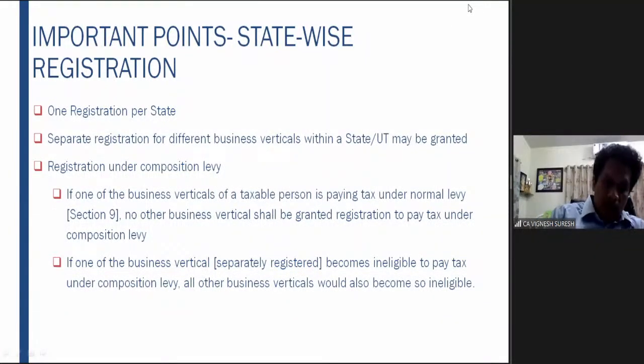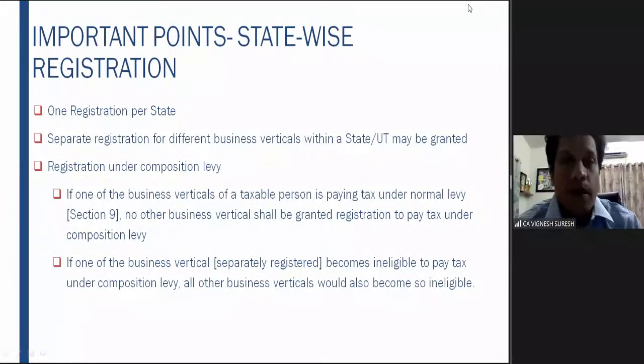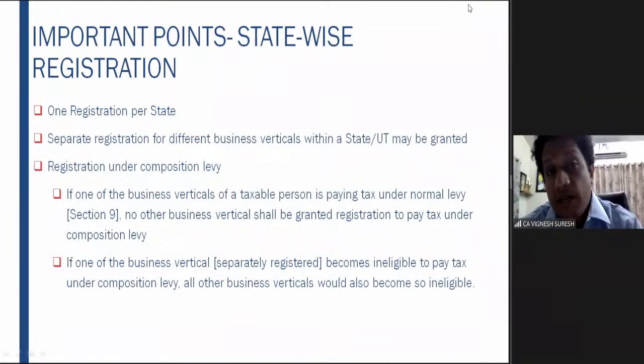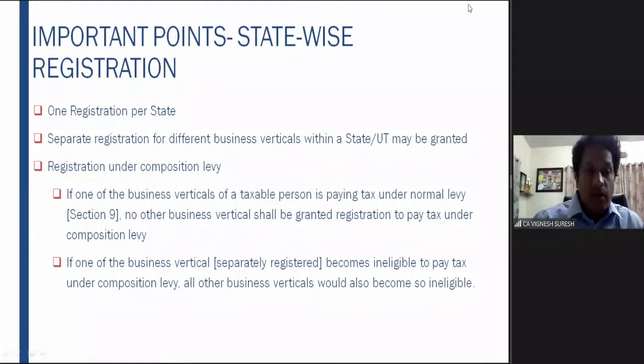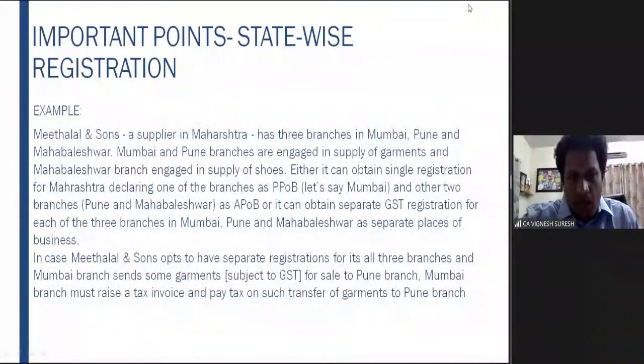Right. Also, if one business vertical becomes ineligible to pay under composition levy, all the other business verticals will also be ineligible. So different business verticals can be opened by the respective taxable person, and all the business verticals also can be registered under the composition scheme. But please bear in mind, if one business vertical becomes ineligible for composition levy, all the others also will become ineligible. This is the point to be understood, right?